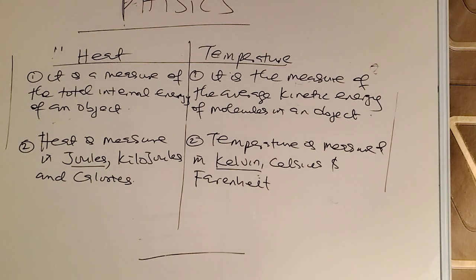So these are the major differences between heat energy and temperature. One says that heat is the measure of the total internal energy of an object, while temperature is the measure of the average kinetic energy of molecules in an object. Number two, heat is measured in joules, kilojoules, and calories, where joules is the SI unit of heat energy, or all forms of energy. Temperature is measured in Kelvin, Celsius, or Fahrenheit, where Kelvin remains the SI unit of temperature. So these are the basic differences between heat and temperature.